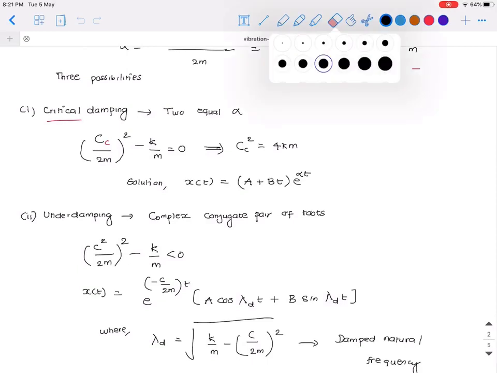Sorry, I have made a mistake here. Please correct it. There is no square here. Okay, so please correct this. I had an extra square here and I removed it.